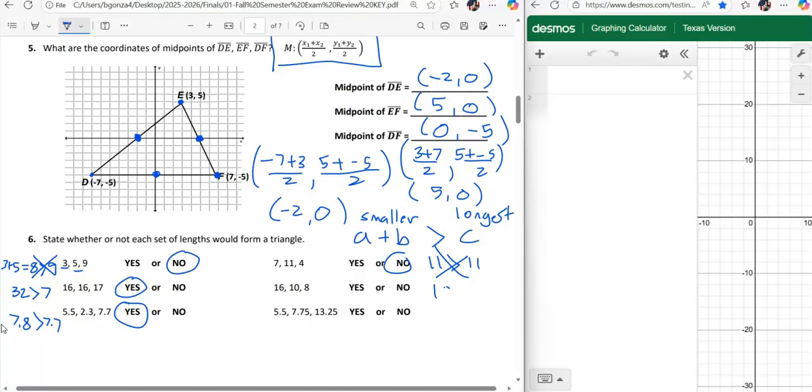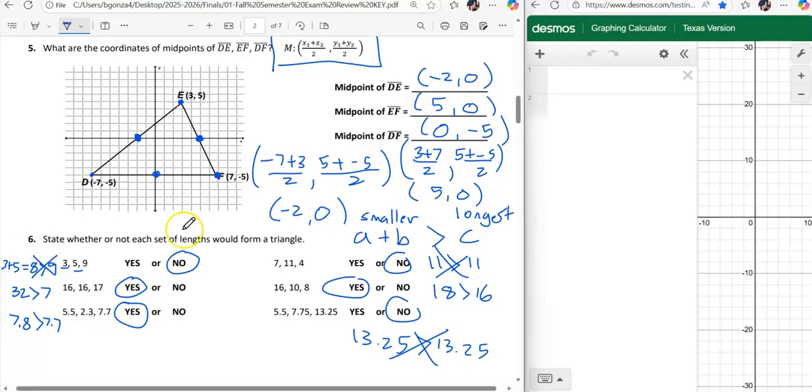Okay, 10 plus 8, 18 is greater than 16. Yes, sir. And then 13.25, is that greater than 13.25? No, sir. That is not, that is equal.